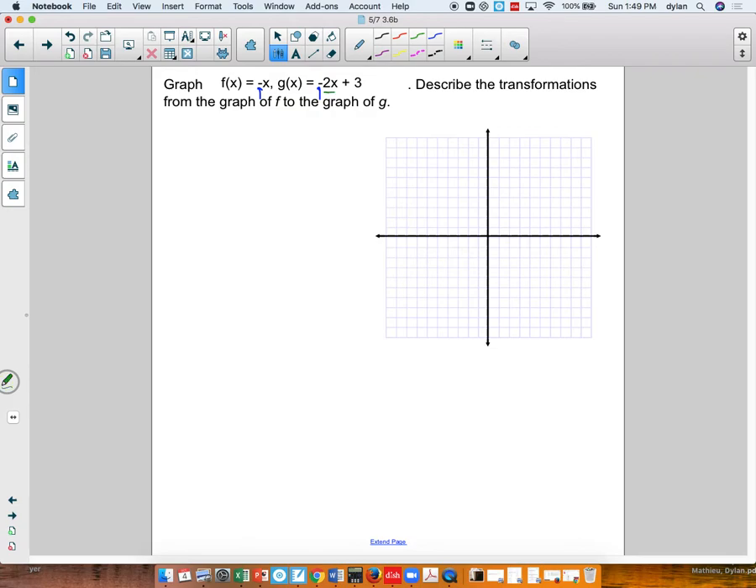The 2, that represents a vertical stretch of 2. And that's because 2 is greater than 1. So it's a vertical stretch rather than a compression, or what your book calls a shrink. And then the 3, that's our k value. So that represents a vertical shift up 3.